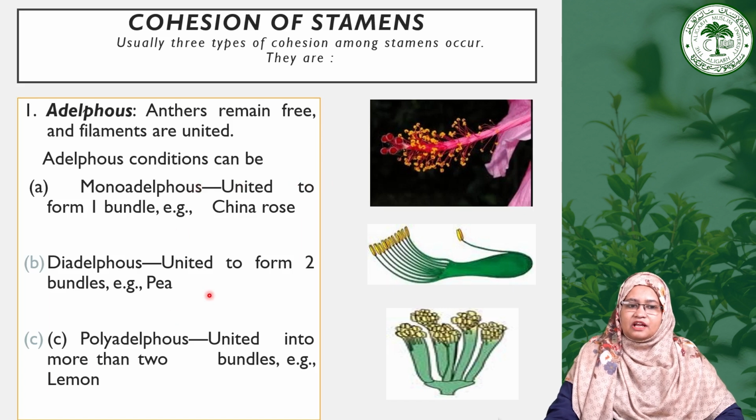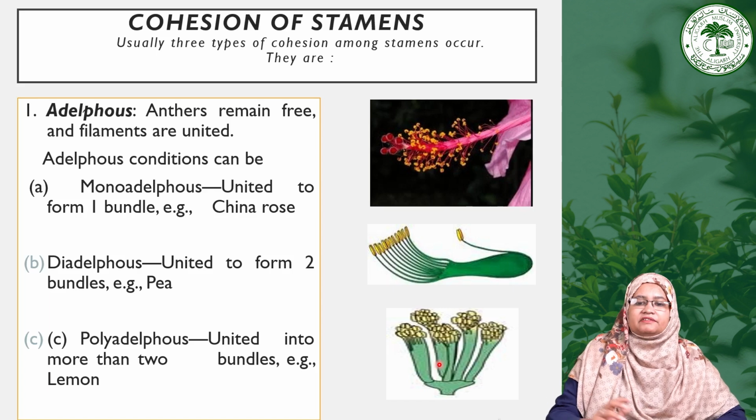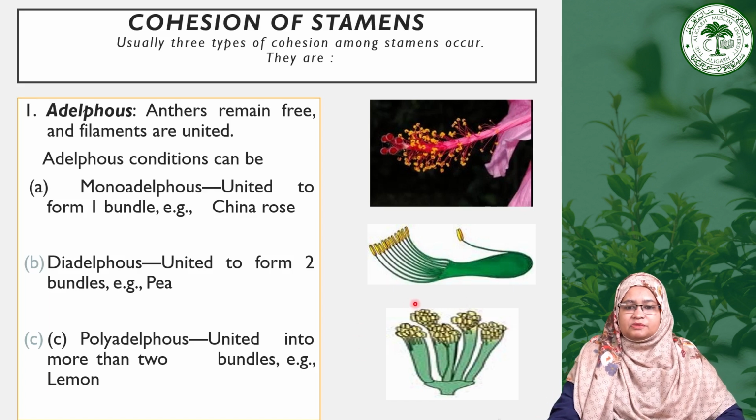When the filaments get into 2 groups, that is called diadelphous. In the Fabaceae family, you can see they are arranged as 9 plus 1, so they are arranged in 2 groups, that is the diadelphous condition. And in citrus or lemon plants, they are arranged into many different groups, more than 2 groups, and that is called polyadelphous. As we can see here, the stamens are present in many groups, and that is called polyadelphous, present in the citrus plants.